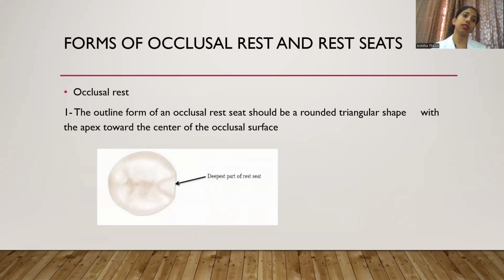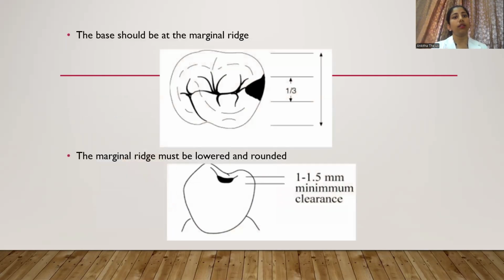First, the outline form of an occlusal rest seat should be a rounded triangular shape with the apex towards the center of the occlusal surface. The apex of the triangle should be towards the center of the tooth, and the base of the triangle at the margin of the tooth. The width of the base should be one third of the buccolingual measurement of the tooth.